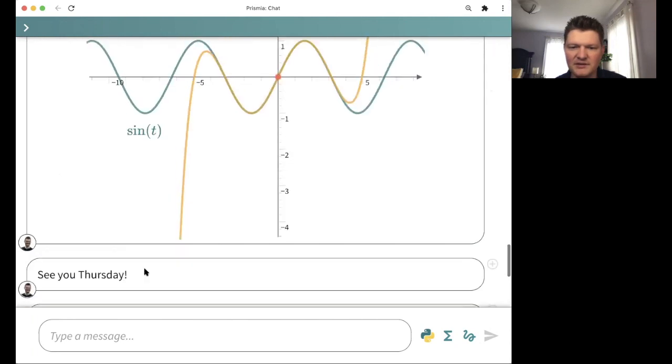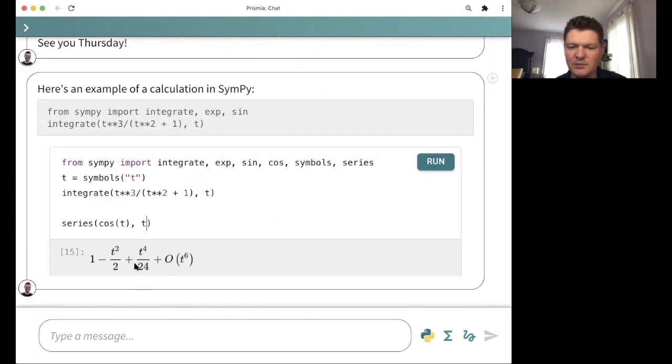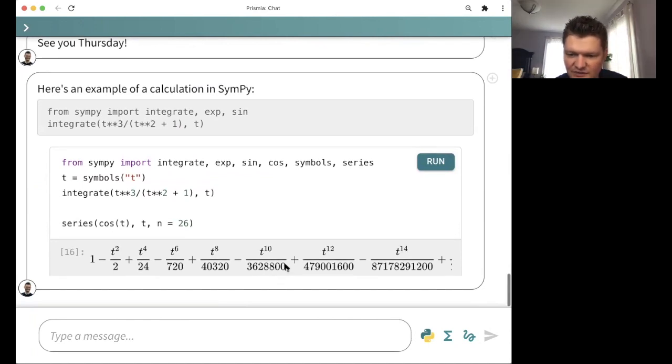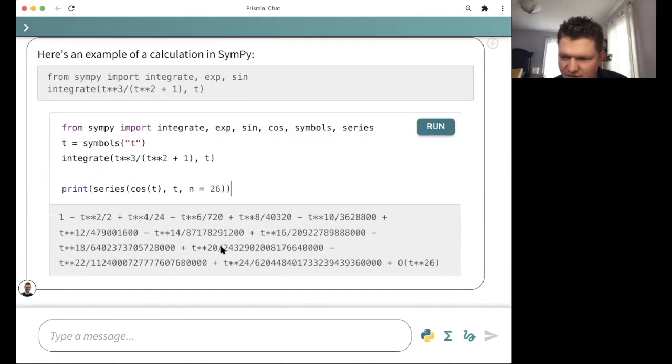And it gives you a Taylor series. So remember up here, I did t to the 4th over 24. SymPy knows that. So I'm trying to remember the keyword. N is the keyword argument here. So we can say n equals 26, and it gives us all these terms. Okay, so this produces up to t to the 24th. And then we could plot that.